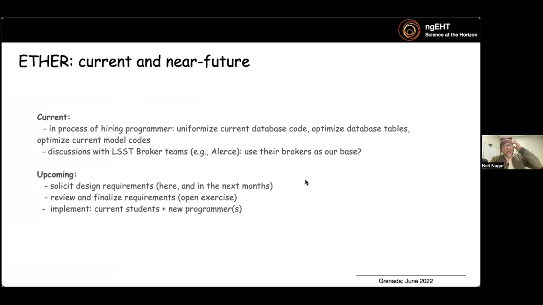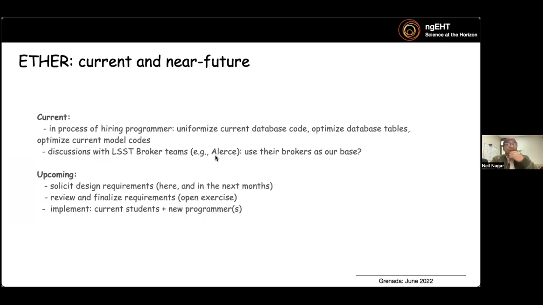And so this was the part to open, and I'll go back to the previous slide. Right now, we are hiring a programmer just to uniformize. While our database exists, it's running well. We need to uniformize it and optimize it because it's a lot of sparse data in our tables, and so we're considering how to make this quicker and optimize the current model codes. Which actually, when we run MCMC on it, or even basic model fitting, it does take some time.